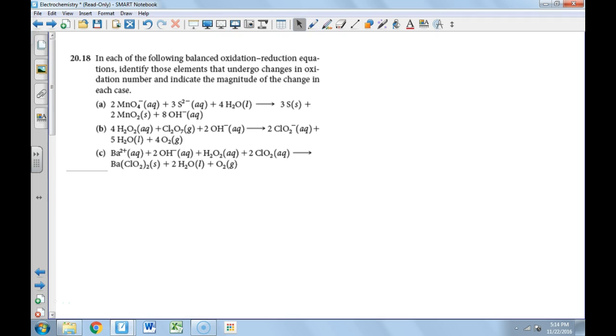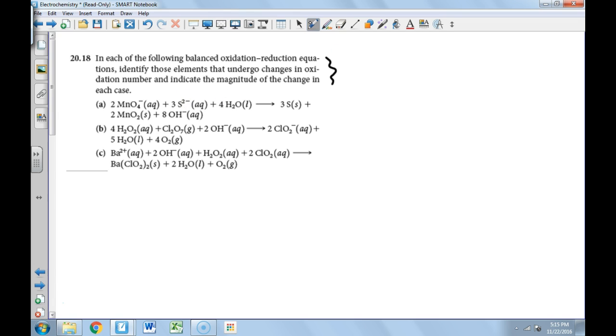Hey everybody, I wanted to take some time and go over Brown-LeMay-Bursten question number 20.18. This one is interesting because it asks us to discuss which elements in the redox reactions are undergoing changes in oxidation number, and then identify the magnitude of the change in each case. Let's take a look at some of these problems.